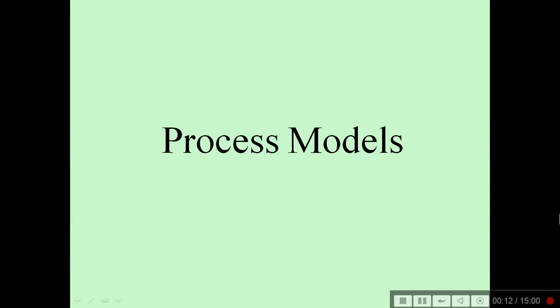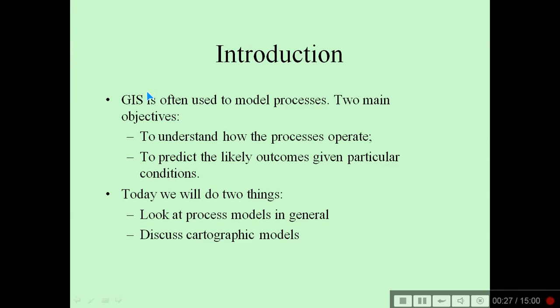Let's talk about the process models in terms of GIS, and as the name suggests, the models for certain processes for achieving any GIS activity. GIS is often used to model processes, and the main objectives are to understand how the processes operate and to predict the likely outcomes given particular conditions. And we'll do two things: look at process models in general and discuss the cartographic models.